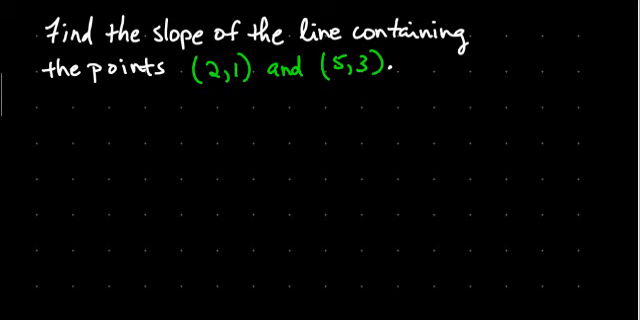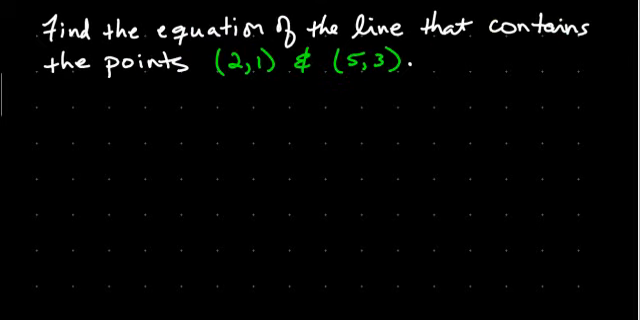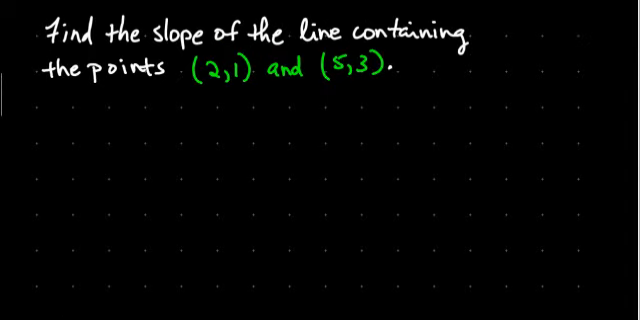Okay, in this video I'm going to work through three problems. The one you see here, we're going to find the slope of a line given a couple of points. Given a slope and a point, we're going to use the point-slope formula to find the equation of a line. And given 2 points, we're going to find the equation of a line. Okay, so let's go back to the first one.